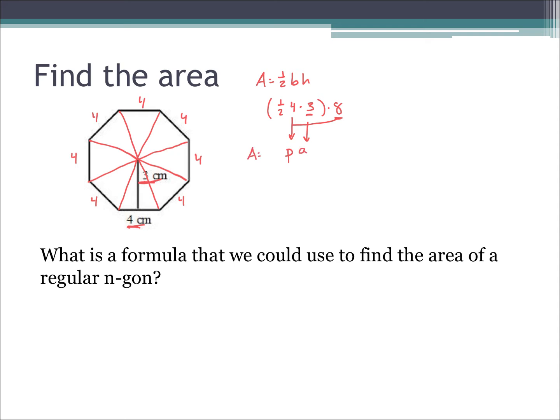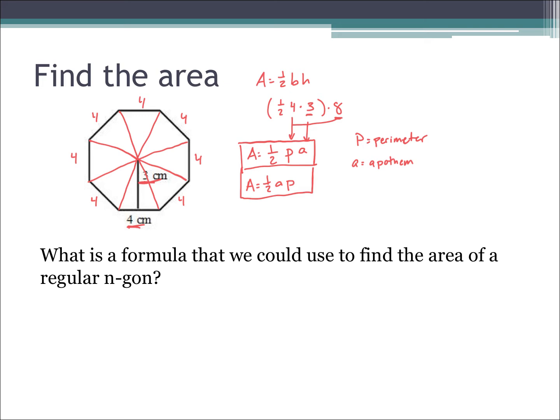So the equation for the area of a polygon is 1/2 the perimeter of the shape times the apothem. And this is the official equation for the area of a polygon. Now, you can also write this as the area is equal to 1/2 the apothem times perimeter. Okay, both work and both will be used interchangeably.